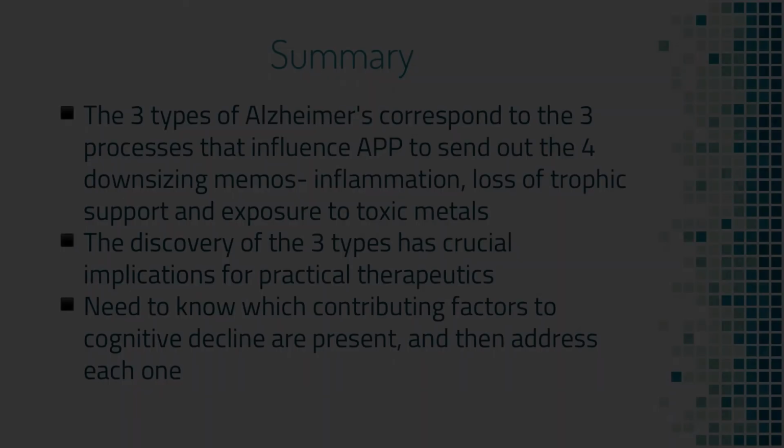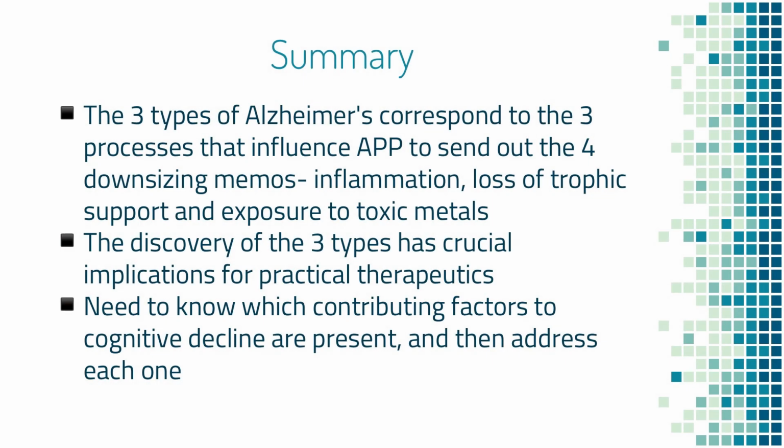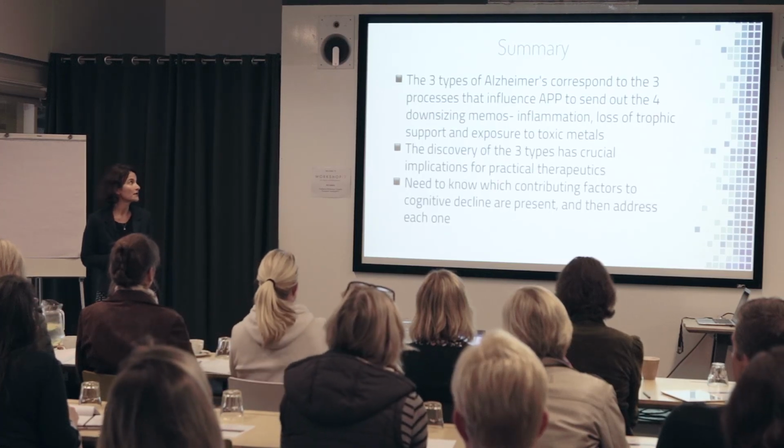So in summary, the three types of Alzheimer's that we've talked about really correspond to three processes that influence the amyloid precursor protein. We're looking very much at inflammation, loss of trophic factors and support, and exposure to toxic metals. They will send those downsizing messages, and we'll have cell death, and that will accelerate that pathway. The discovery of these three types has been quite crucial, with crucial implications for the way we treat the person and for the therapeutics. So we need to know which factors are present in their cognitive decline, so that we can address each one appropriately.